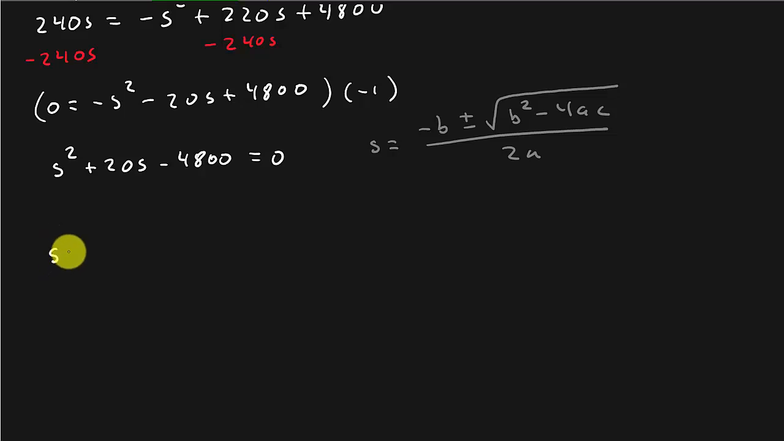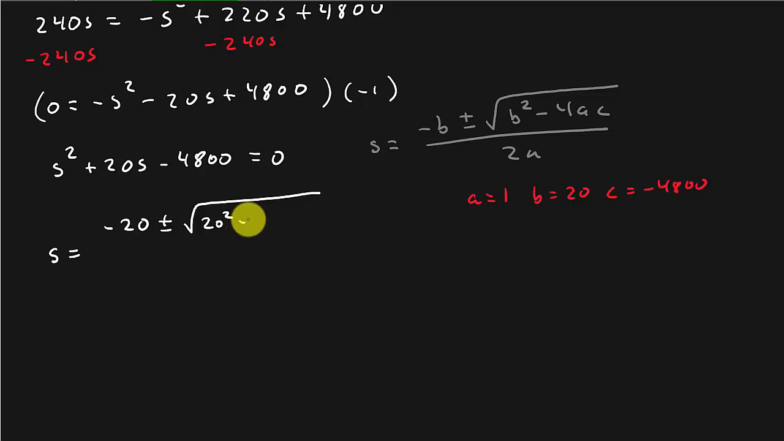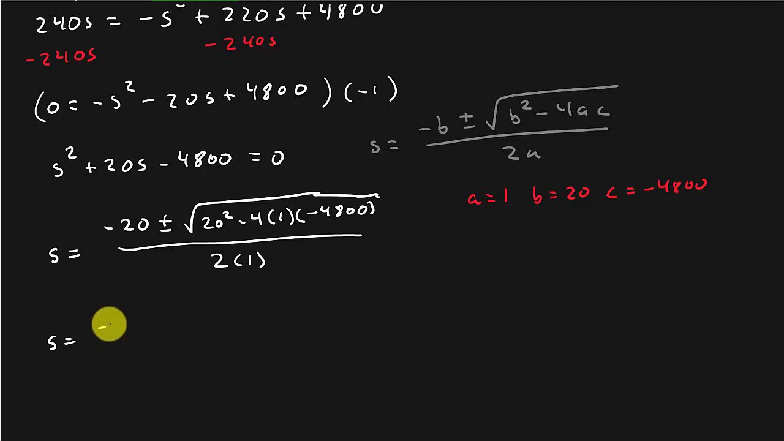All right, so we're going to get S is equal to negative 20. Let me write this down. A is equal to 1, B is 20, and C is negative 4,800. A is the coefficient of S squared, B is the coefficient of S, and C is your constant. So that's negative 20 plus or minus the square root of 20 squared minus 4 times A times C all over 2 times A. So S is equal to negative 20 plus or minus the square root.